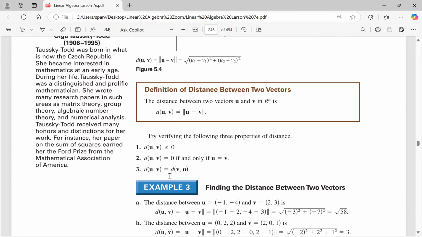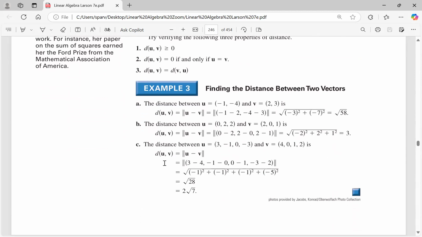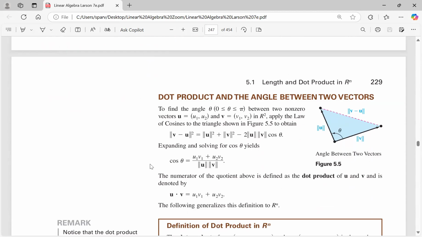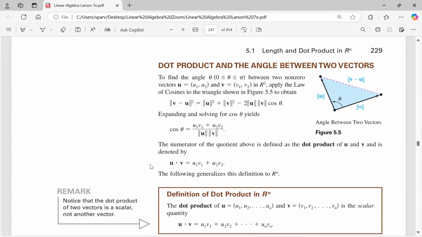And the other thing is the distance between u and v and between v and u is the same thing. Whether you find the distance between u and v or v and u, those are the same. Okay. And again, we'll look at the exercises in a moment. We do our own exercises.